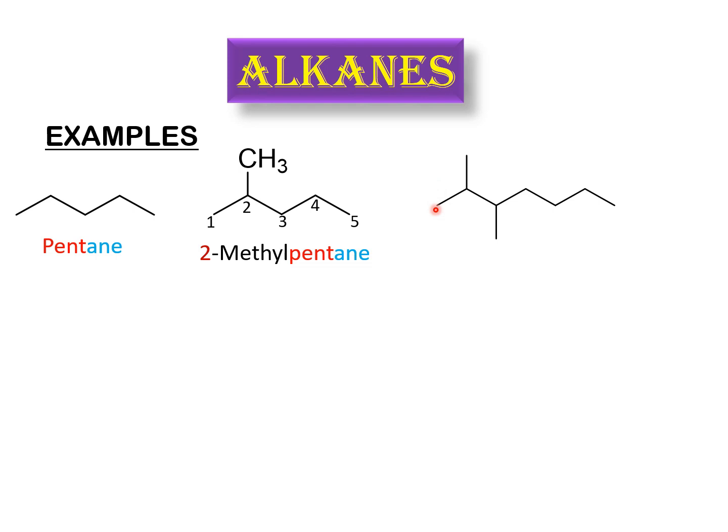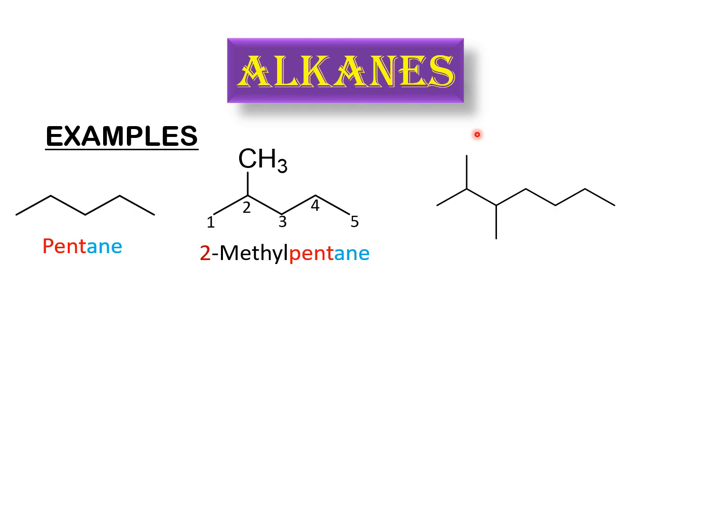So if you start from here, one is at 2, the other is at 3. 2 plus 3 is equal to 5. If you start from here, one is at 5, the other is at 6. So 5 plus 6 is equal to 11. So you start from an end where the sum of both the substituents is lower. So you start from here, 2 plus 3 is equal to 5, that is lower than 11. So we start from the left, 1, 2, 3, 4, 5, 6 and 7.